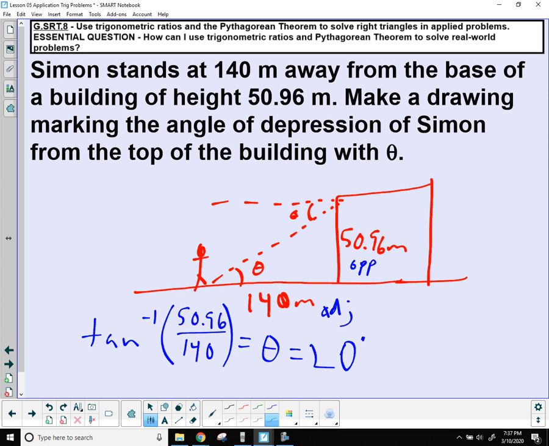You know what? I'm so done. So remember, draw your picture, label, pick out the right trig, plug stuff in, solve for what you don't know. The inverses of the trig functions, remember, are to find angles.